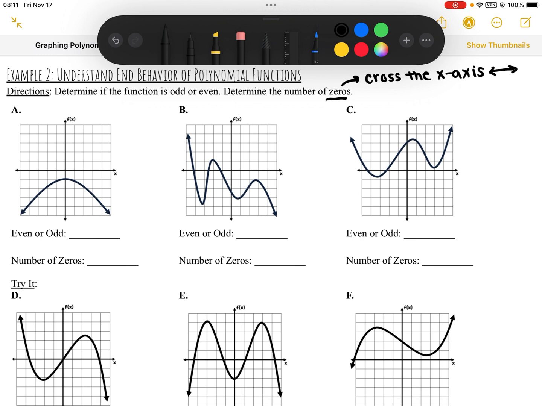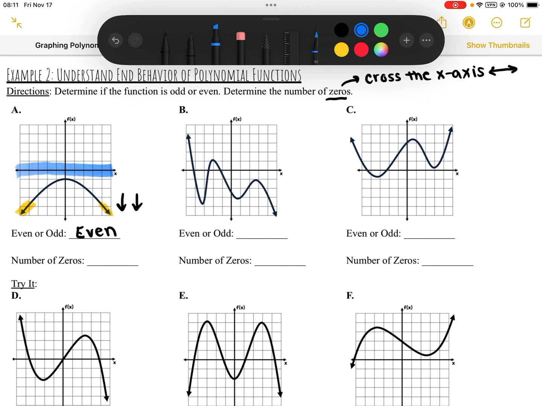So for A, before we start A, odd or even. Okay, odd means they're going to be opposite directions. Even means the endpoints are going to the same direction. So for A, if you're looking at your endpoints here, these guys, they are both pointing downwards. Okay, they're both pointing down. So since they're both pointing down, they're pointing in the same direction. These guys are going to be even.